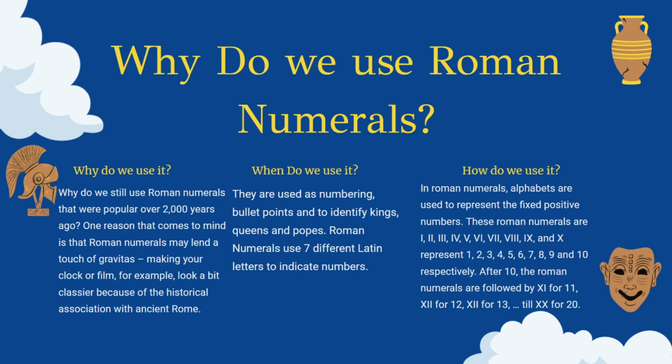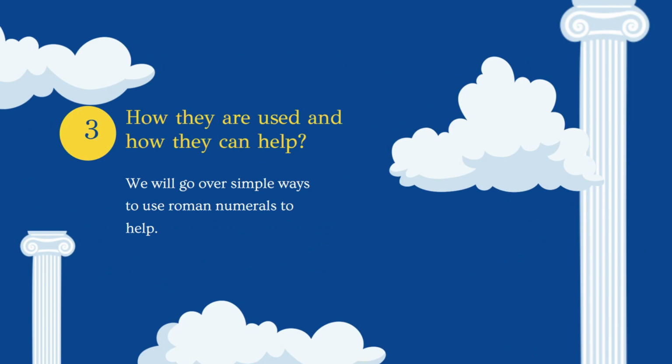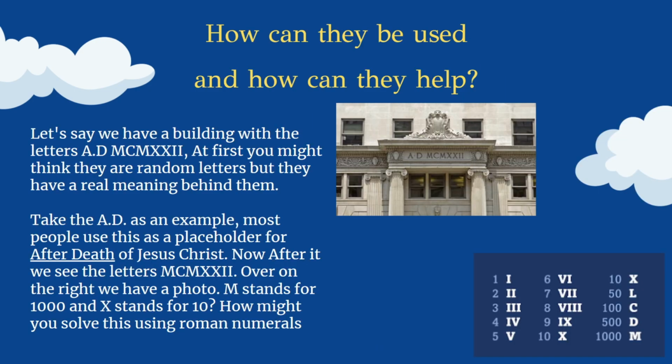And for 3, how are they used and how they can help us, we go over simpler places and how we can use them in our everyday lives. Now let's say we have this building here, and the letters are A, D, M, C, M, X, X, I, I. At first you might think they're random letters, but they actually have real meaning behind them.